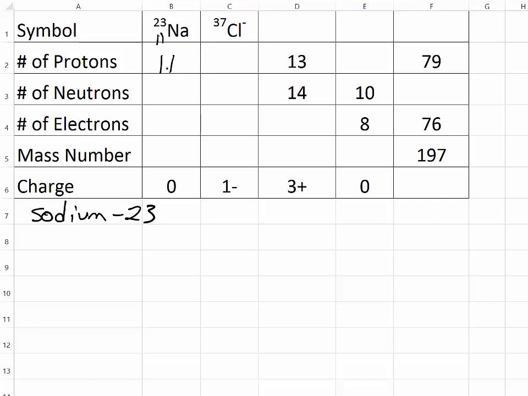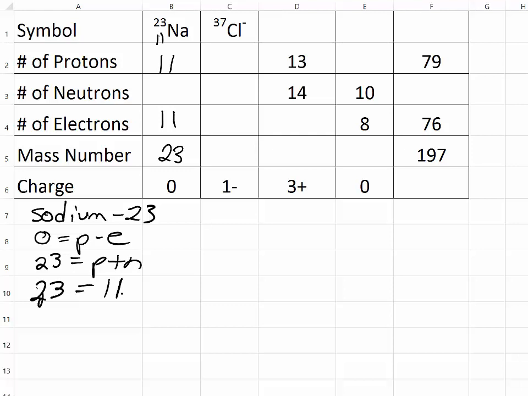If the number of protons is 11 and the charge is 0, the charge equals the protons minus the electrons. So if the charge is 0, then the protons equal the electrons. So we also have 11 electrons to go with those 11 protons. The neutrons are a little trickier, but the symbol tells us there are 23 total nucleons, protons and neutrons, in the nucleus. 23 equals protons plus neutrons, so 23 equals 11 plus the number of neutrons. The number of neutrons must then be 12.